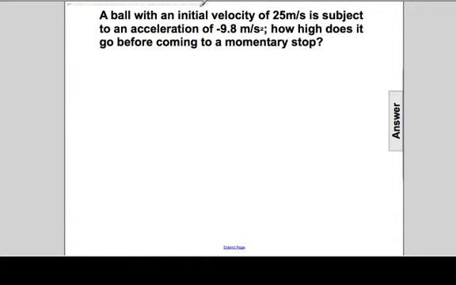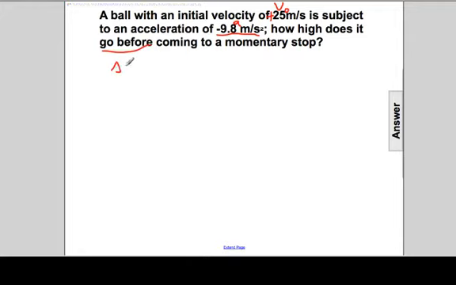Alright, in this problem, a ball is initially launched upward with a speed of positive 25 meters per second. That is the initial speed. It's subjected to acceleration in a gravity field, so that is the acceleration, which is g, 9.8 meters per second squared. And then how high will it go?